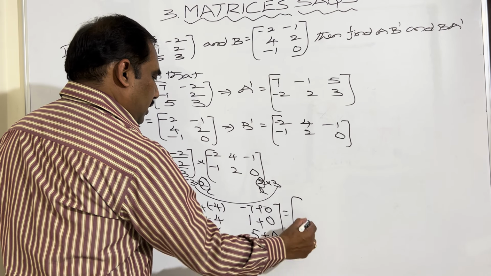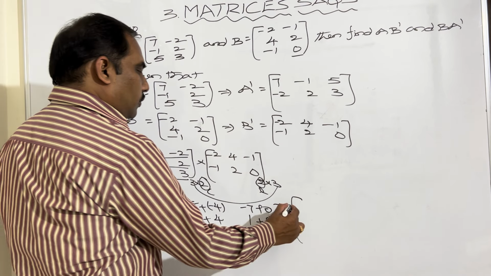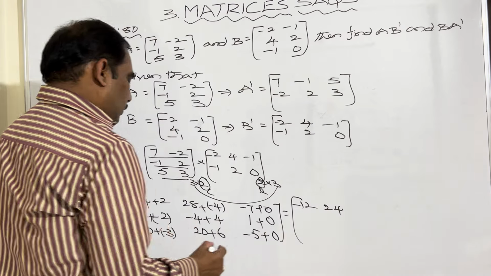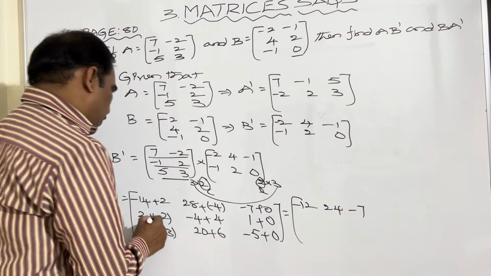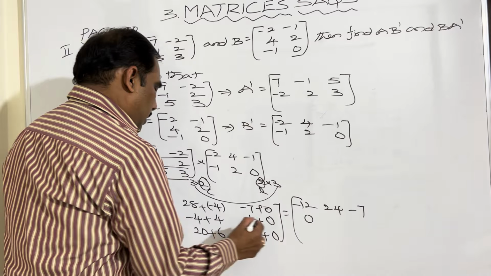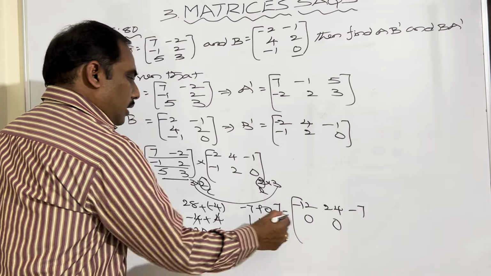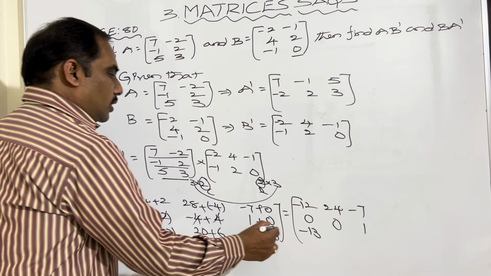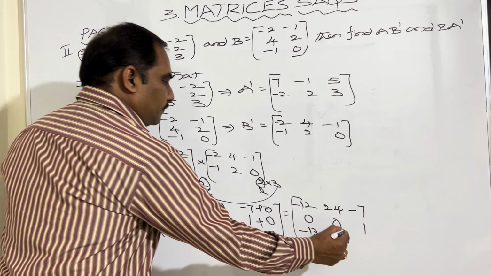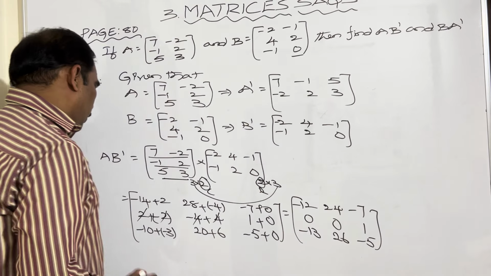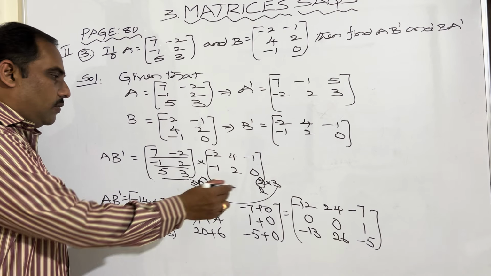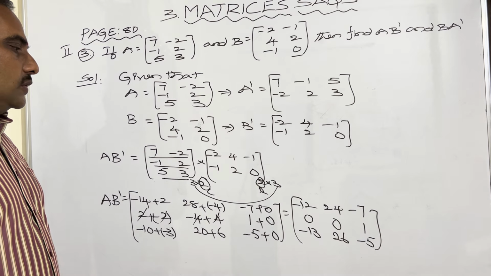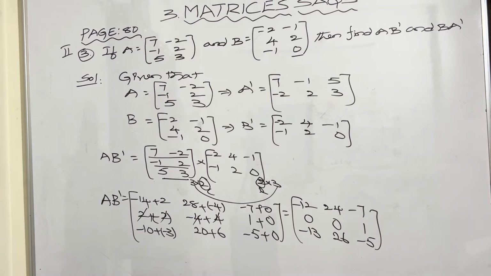So we get finally A into B transpose: minus 14 plus 2, that is minus 12; 28 minus 4, that is 24; minus 7; here 2 minus 2 gets cancelled, 0; and plus 4 minus 4 gets cancelled, 0; and this is 1; here minus 10 minus 3, that is minus 13; here 20 plus 6, that is 26; minus 5 plus 0, this is minus 5. So we get A into B transpose is equal to minus 12, 24, minus 7, 0, 0, 1, minus 13, 26, minus 5. Again, we have to find the B into A transpose.